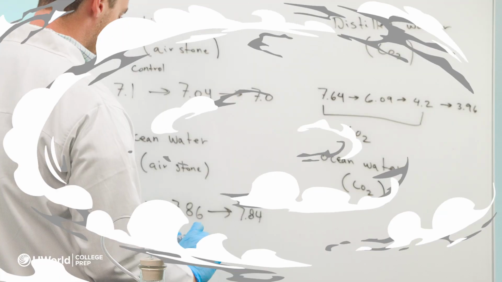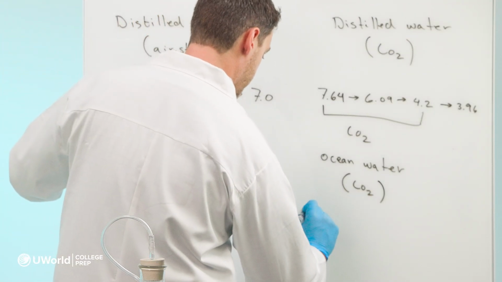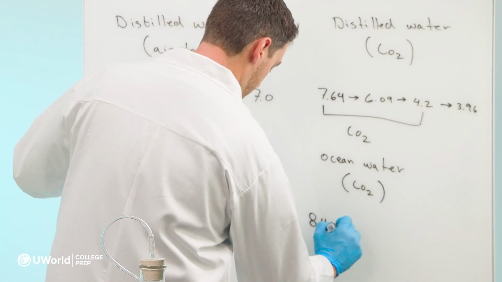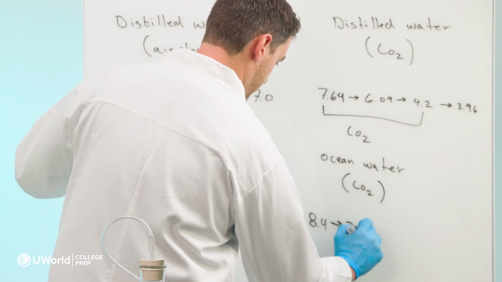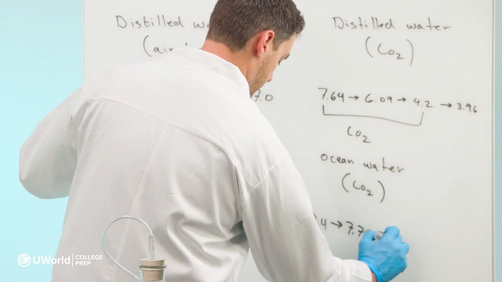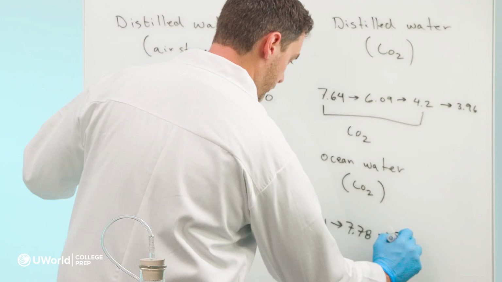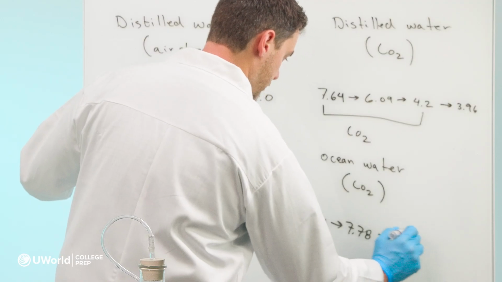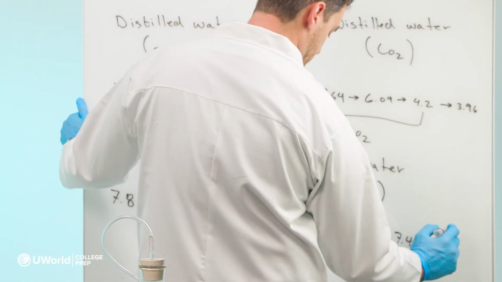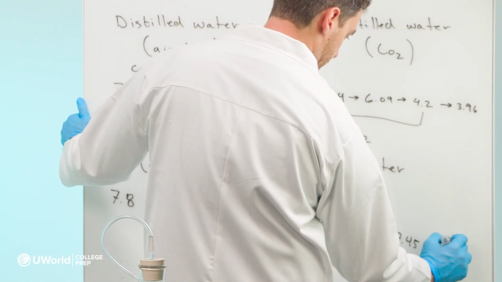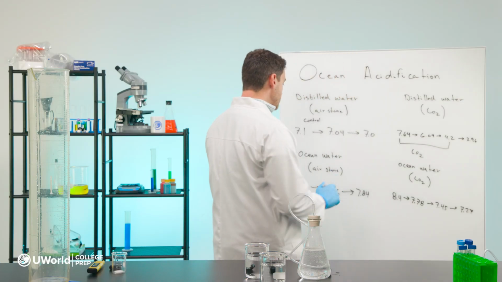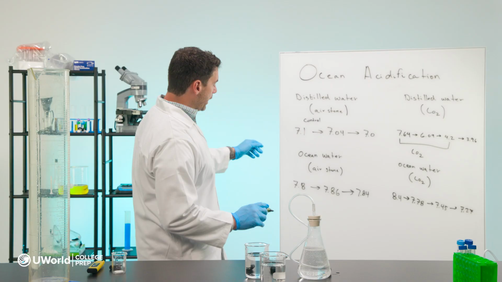7.27. And our starting pH for this one was around 8.4, and then it went to about 7.78, and then about 7.45 when we took out our CO2, and essentially our last minute then went to a final reading of 7.27. And throughout these, I'm doing a little bit of skipping around on our readings.